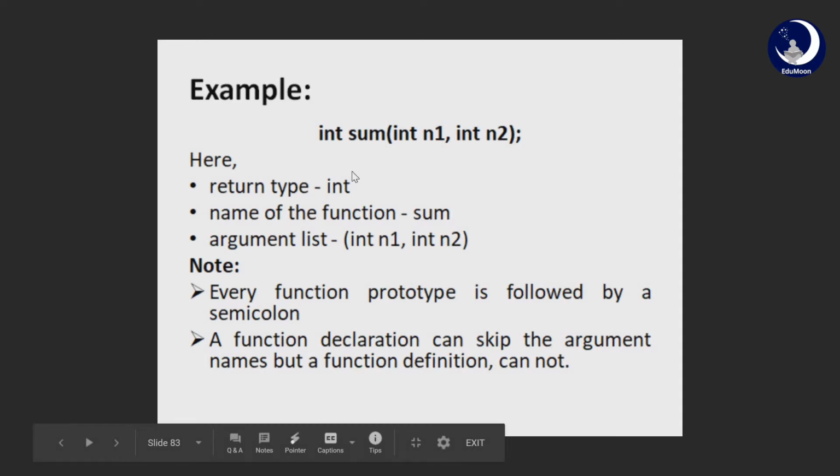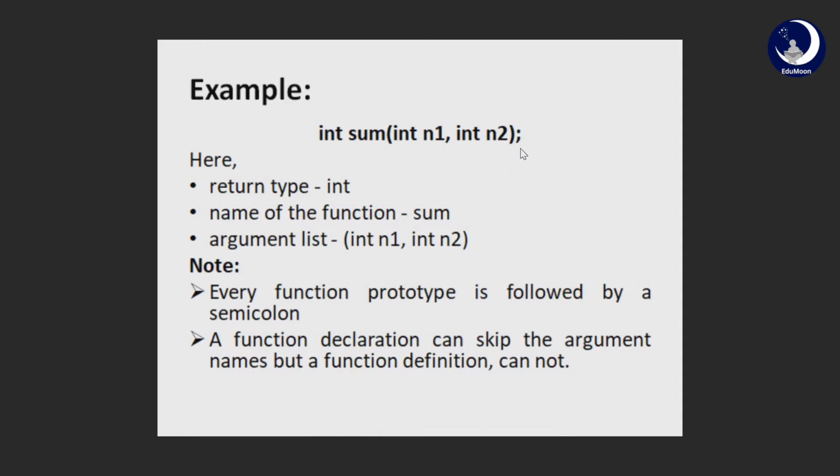Now let's look at an example. Here we have int sum, int n1, int n2. This is the function prototype. So here we can see that the return type is integer, and then the name of the function is sum, and the arguments are int n1 and int n2. Note: every function prototype is followed by a semicolon.